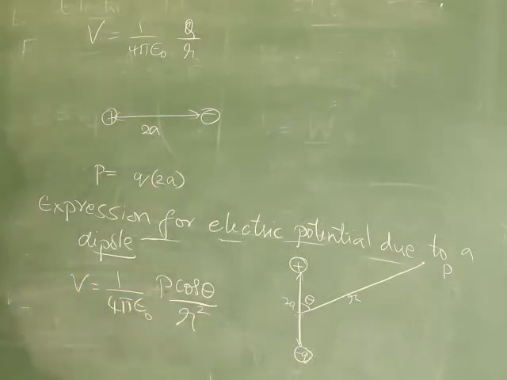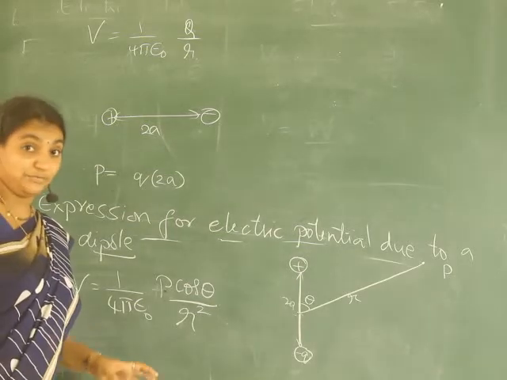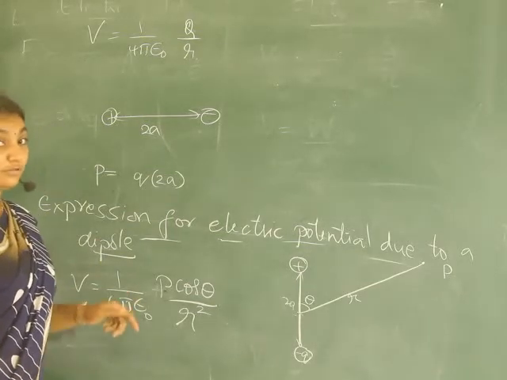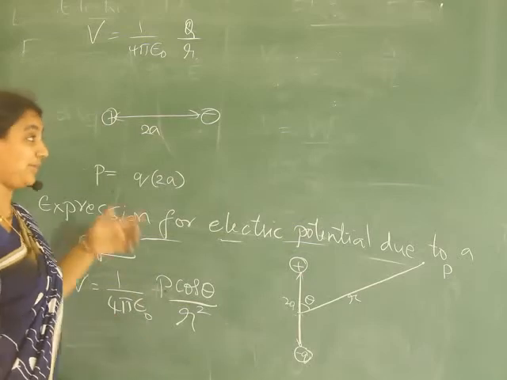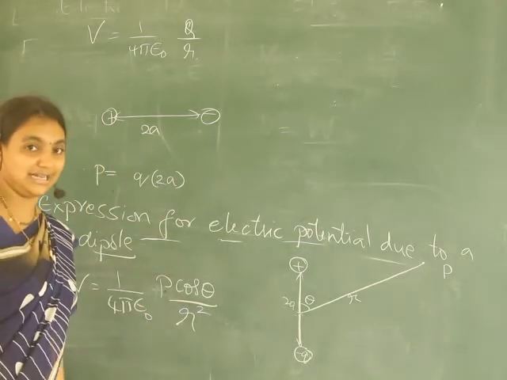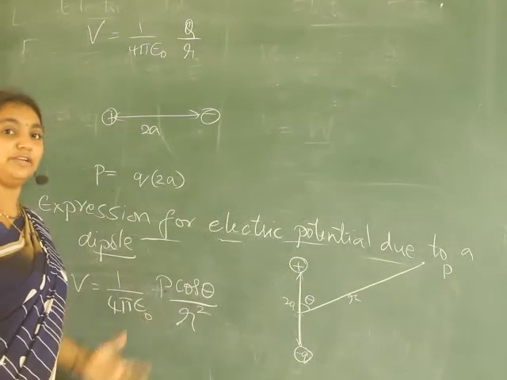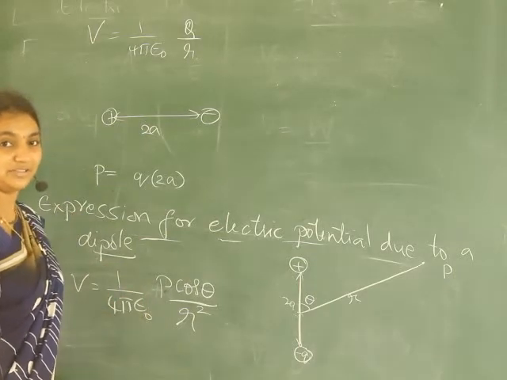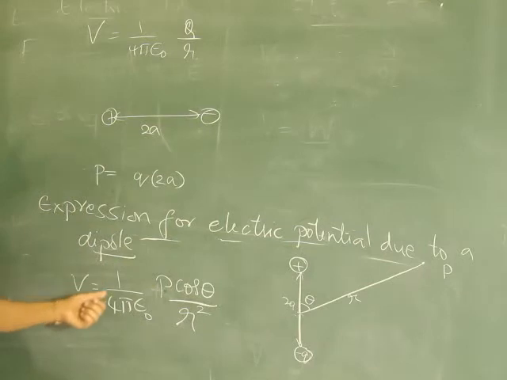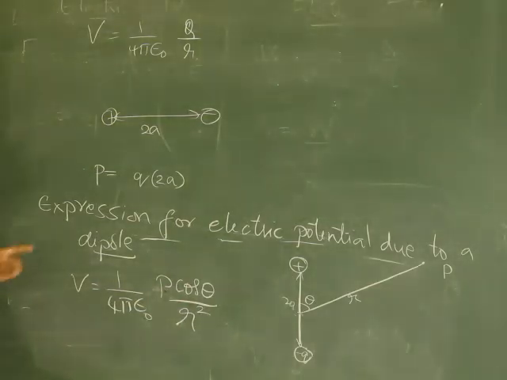Understood? This derivation is not at all important. But still, if you want to learn it, when you come to our college, I'll help you, because if I write it over here, you will not understand. So when we start our college, if you are interested, I will help you with that derivation. So V is equal to 1 by 4 pi epsilon naught P cos theta by R square. This is the expression for the electric potential due to a dipole.